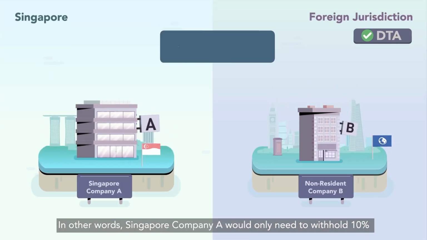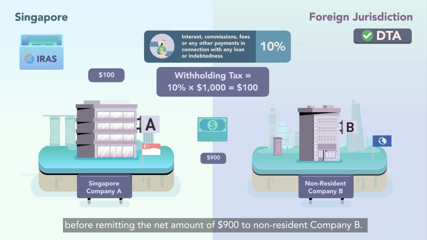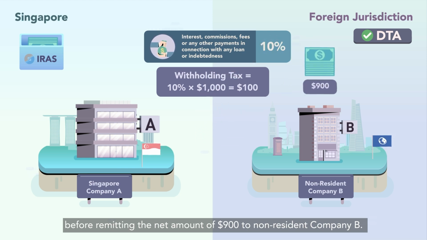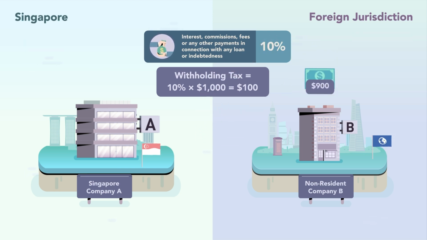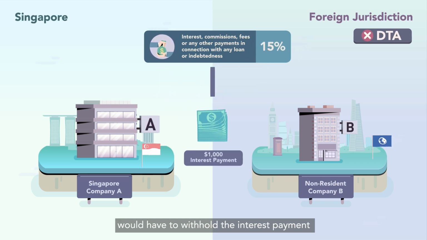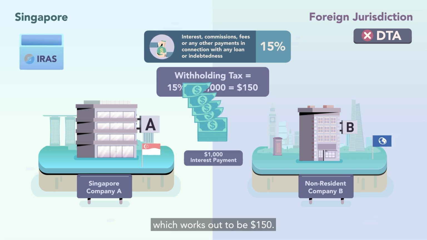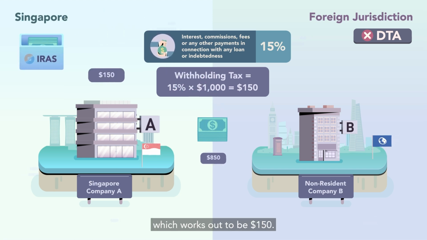In other words, Singapore Company A would only need to withhold 10% of the interest payment amount, which works out to be $100, before remitting the net amount of $900 to non-resident Company B. Without the DTA in place, Singapore Company A would have to withhold the interest payment according to Singapore withholding tax rate, which works out to be $150.